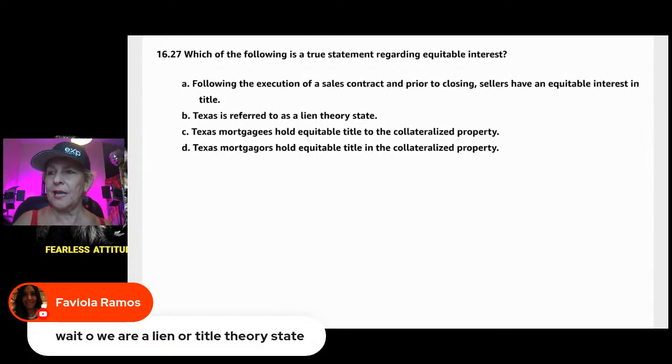So let's see an example of a lien theory state. So states like South Carolina, Florida, Louisiana, Arkansas, New Mexico. So there are a lot of lien theory states.